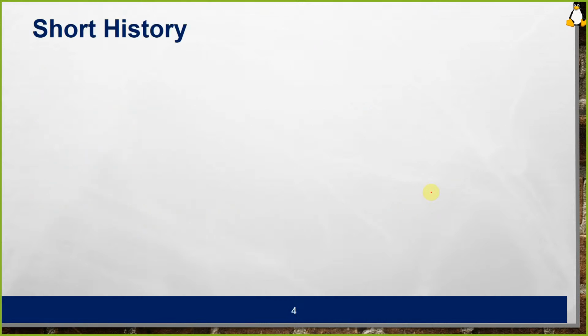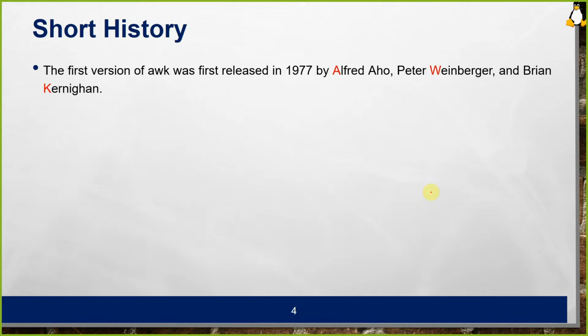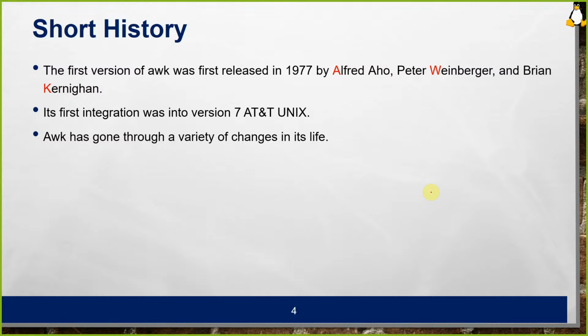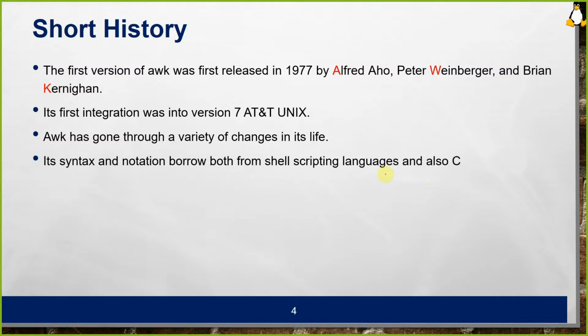A very short history about Awk. The first version of Awk was released in 1977 by Alfred Aho, Peter Weinberger, and Brian Kernighan. So if you look at AWK, the name came from these three guys. Its first integration was into version 7 AT&T UNIX. Awk has gone through a variety of changes in its life. Its syntax and notation borrow both from shell scripting and C language.